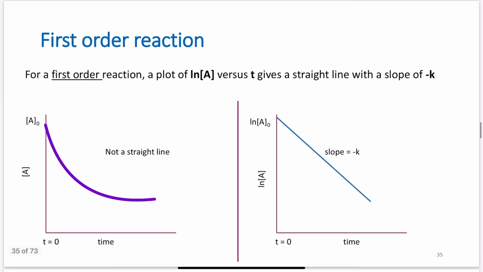For a first order reaction, a plot of the natural log of the concentration of A versus time results in a straight line where the slope is negative k. If I just plot the concentration of A as a function of time, I see that it is not a linear plot. First order means that the rate of reaction is dependent upon the concentration of the reactant. It is a 1-to-1 ratio there, right? As the concentration is doubled, the rate doubles. As the concentration is half, the rate halves.